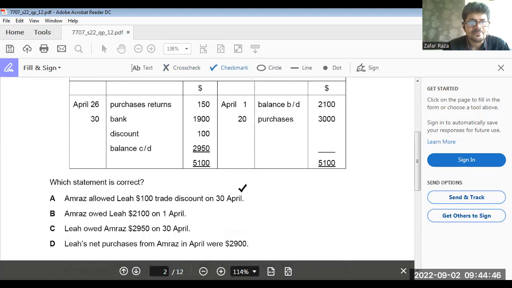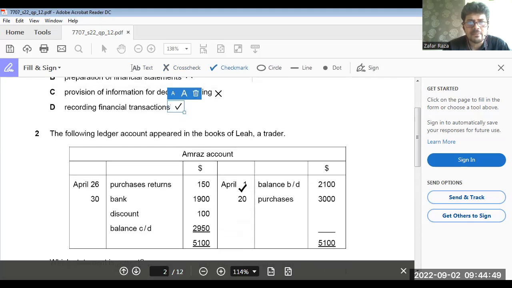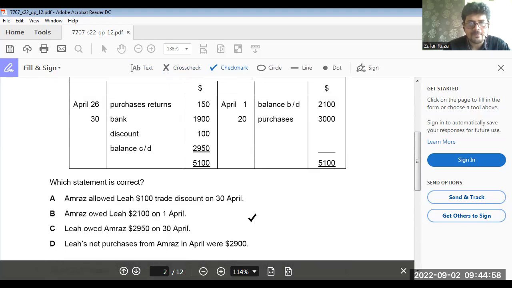Okay. Now, the following ledger account appeared in the books of Lee, a trader. Amraz is a supplier of Lee. Now, which statement is correct? Amraz allowed $100 trade discount. Trade discount never appears in accounting records, so this could not be the answer. Amraz owed Lee? No. Amraz is not owing anything to Lee. Lee owed Amraz 2,950 on 30th April. Yes, this is true, so this is the answer. So now we don't need to go for option D. That must be a wrong answer.